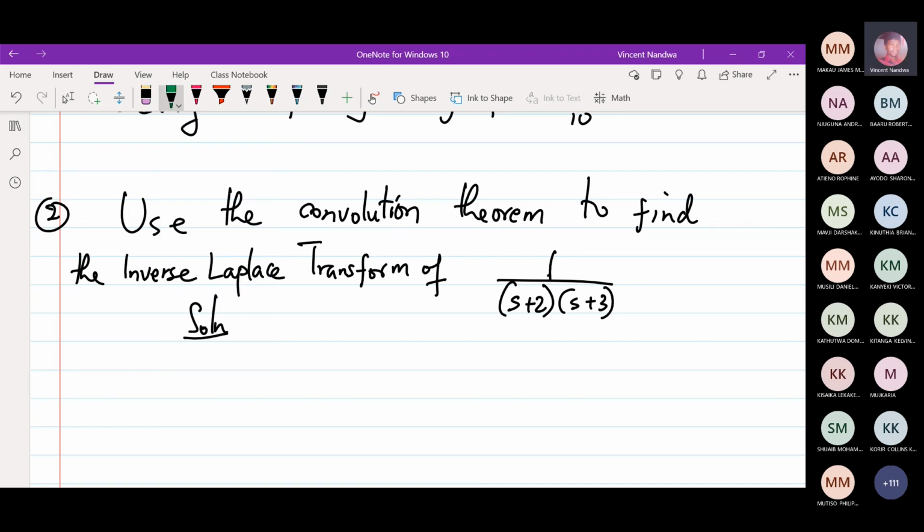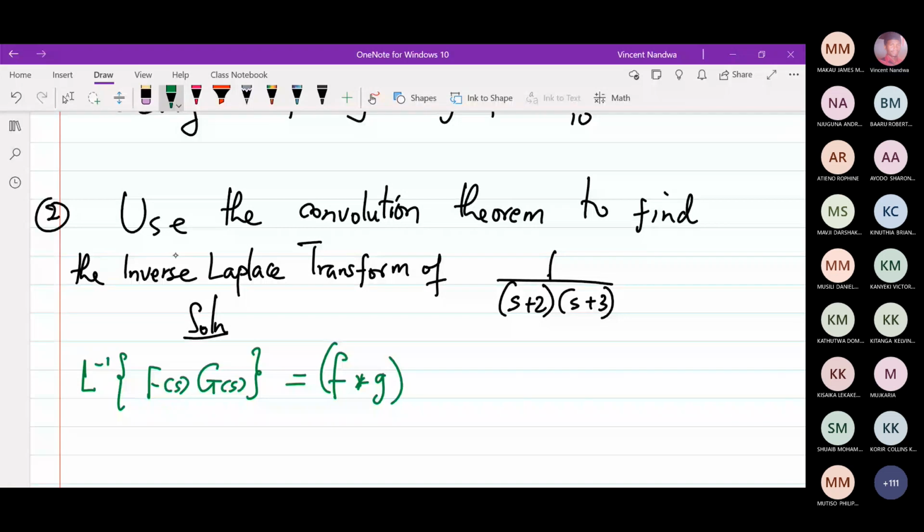Remember the statement of the convolution theorem: the inverse of the product of two transforms is the same as the convolution of the functions that gave rise to those transforms. This is by definition.